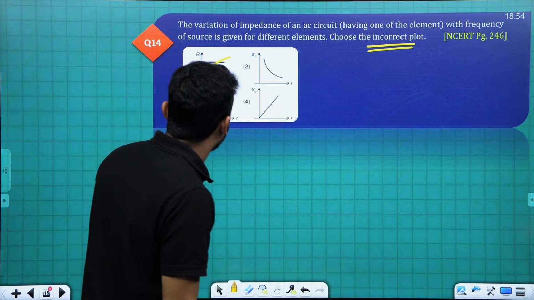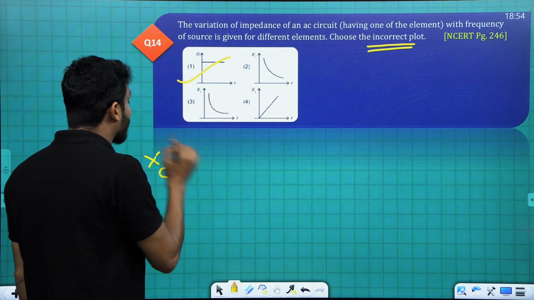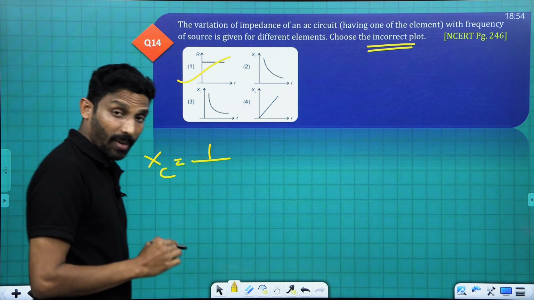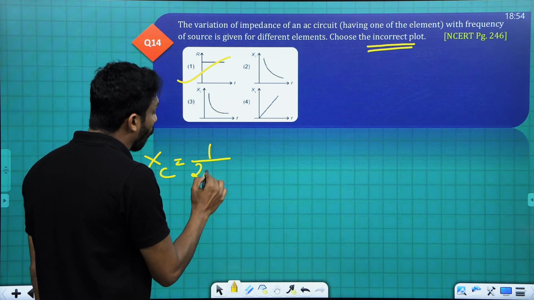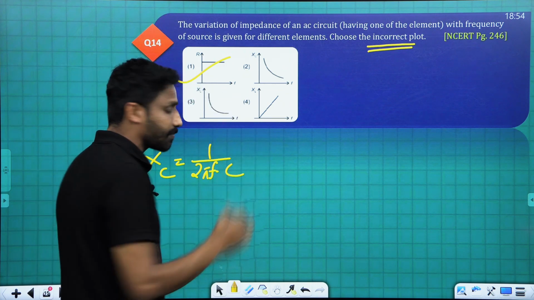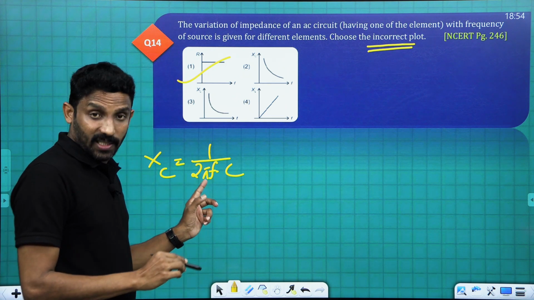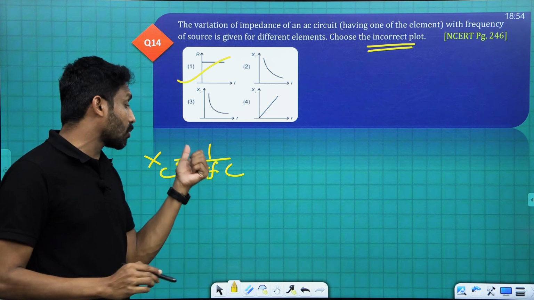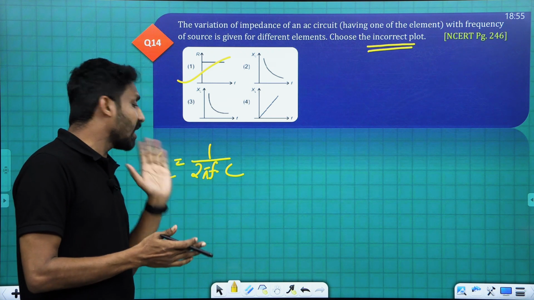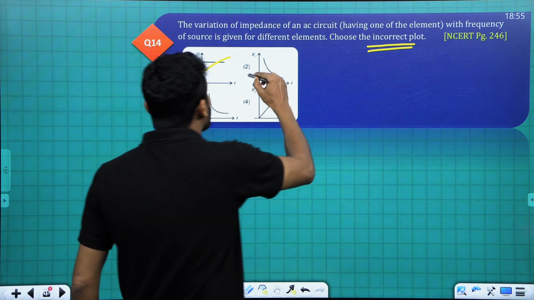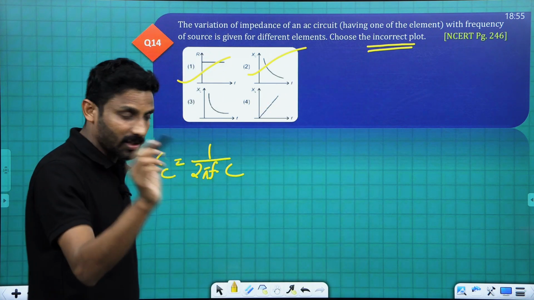What about the second one? Second one, there, the plot of XC versus frequency. We have XC is equal to 1 by C omega, or 1 by 2 pi F into C. We understand XC is inversely proportional to frequency, which means a hyperbolic relation. So this graph is also correct.